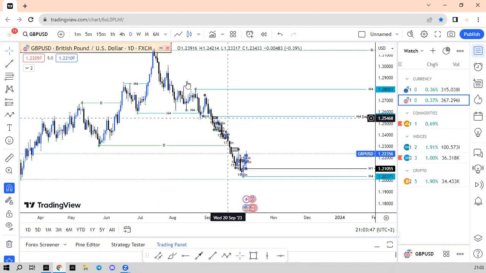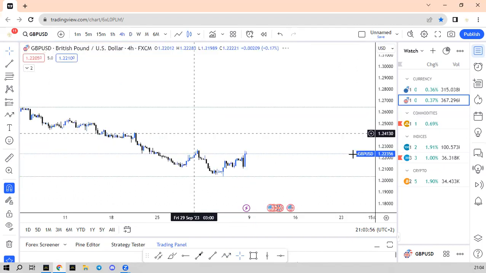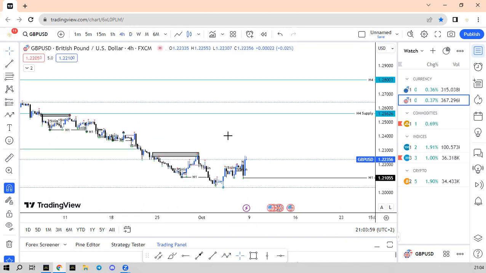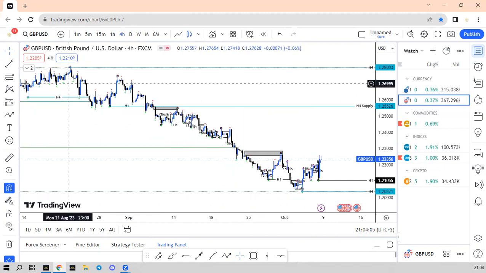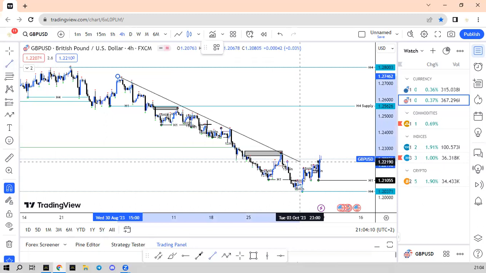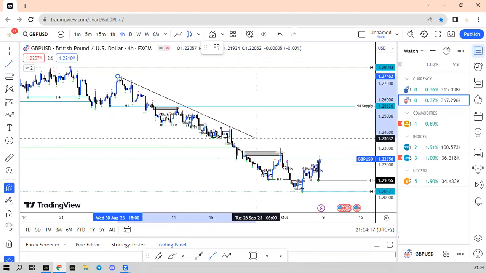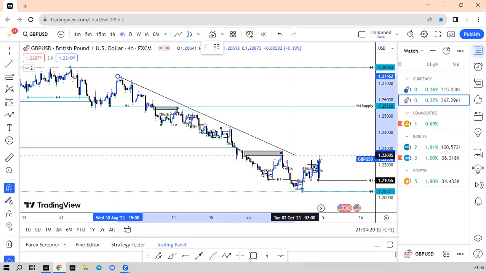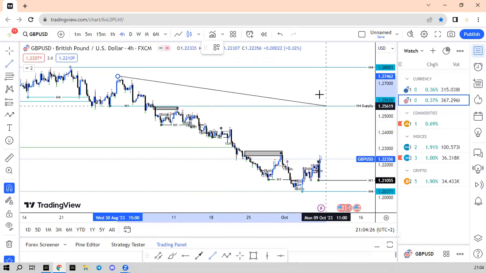So we have a range H4. We have a range high over there. This is one of those complex structures where we have a lot of noise inside the range. As you can see, the low was here, got manipulated, then that became a low. Now this is the previous low. So now we're waiting for price to retrace back, maybe up until these areas.